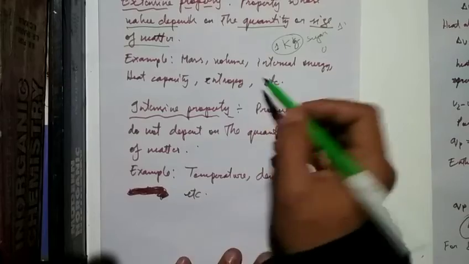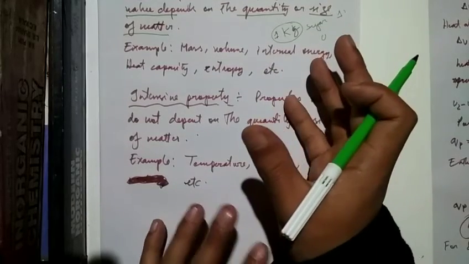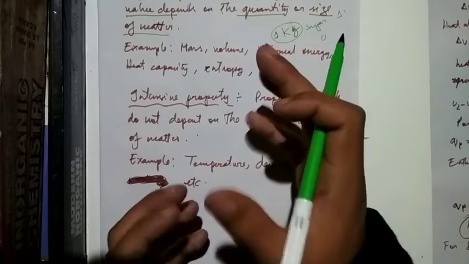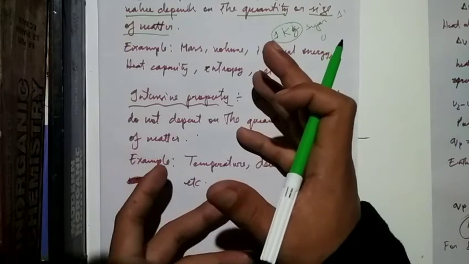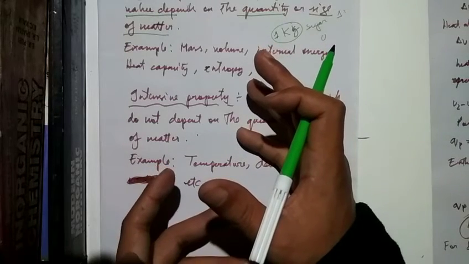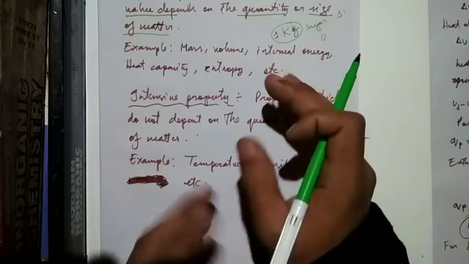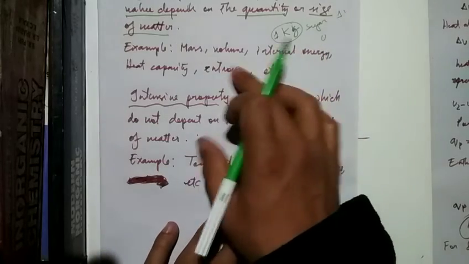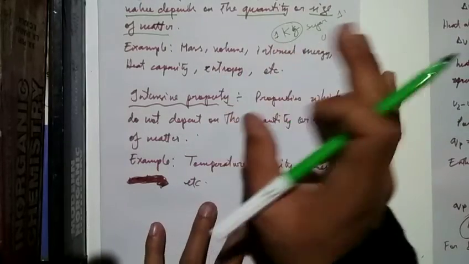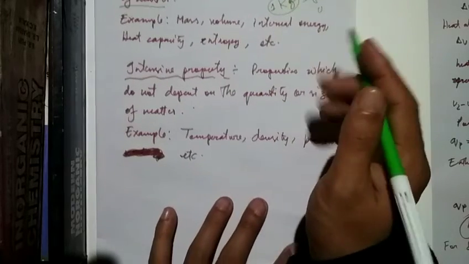Entropy is a measure of randomness, the degree of randomness. More gaseous molecules, more randomness, and fewer gaseous molecules, less randomness. This will depend on the number of molecules.